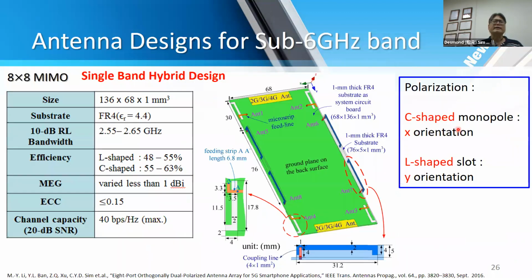So this is another antenna that we developed back in 2016, and it was published in IEEE Transactions. At that time, we were talking about a high isolation type, especially for the radiation. So we came up with the idea that the monopole antenna we developed, the blue color type in here, will have an X-orientated radiation pattern, while the slot antenna in here will have a Y-orientation radiation pattern. So these two antennas will not affect each other.